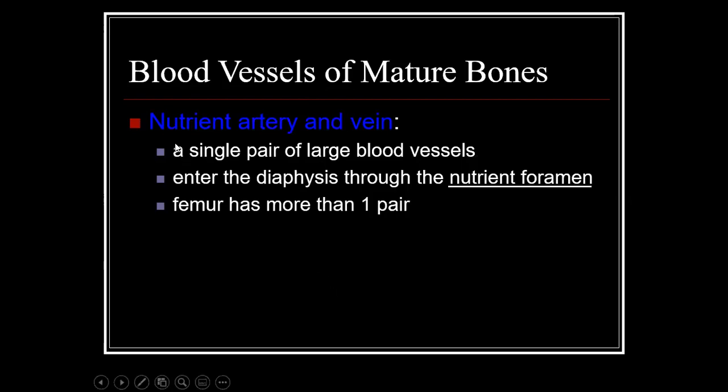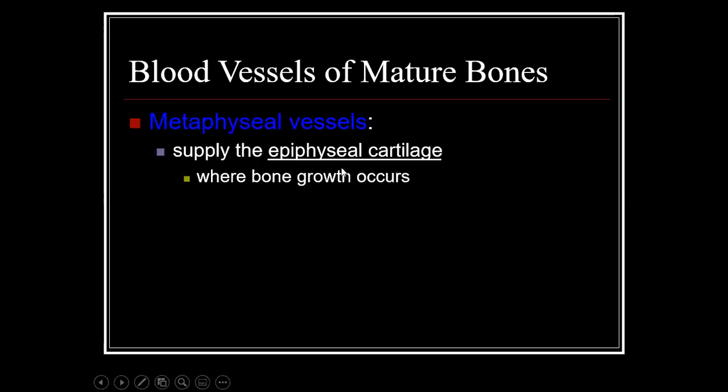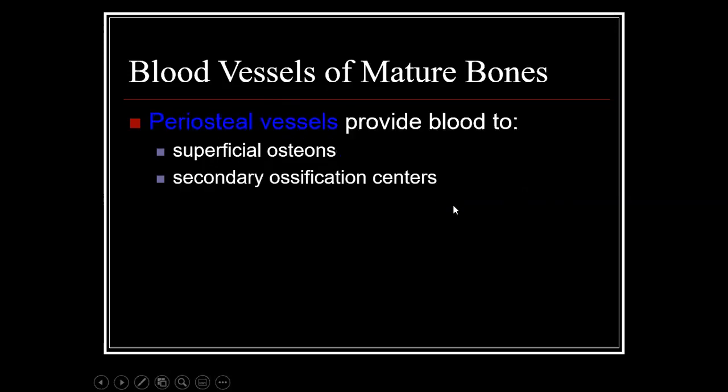In the bone, your blood vessels always come in a single pair of large blood vessels. They enter the diaphysis through nutrient foramen. Remember, foramen means a hole. The femur has more than one pair, of course. Metaphyseal vessels supply the epiphyseal cartilage where bone growth occurs, but eventually that cartilage does disappear when you stop growing, so those vessels will disappear too.